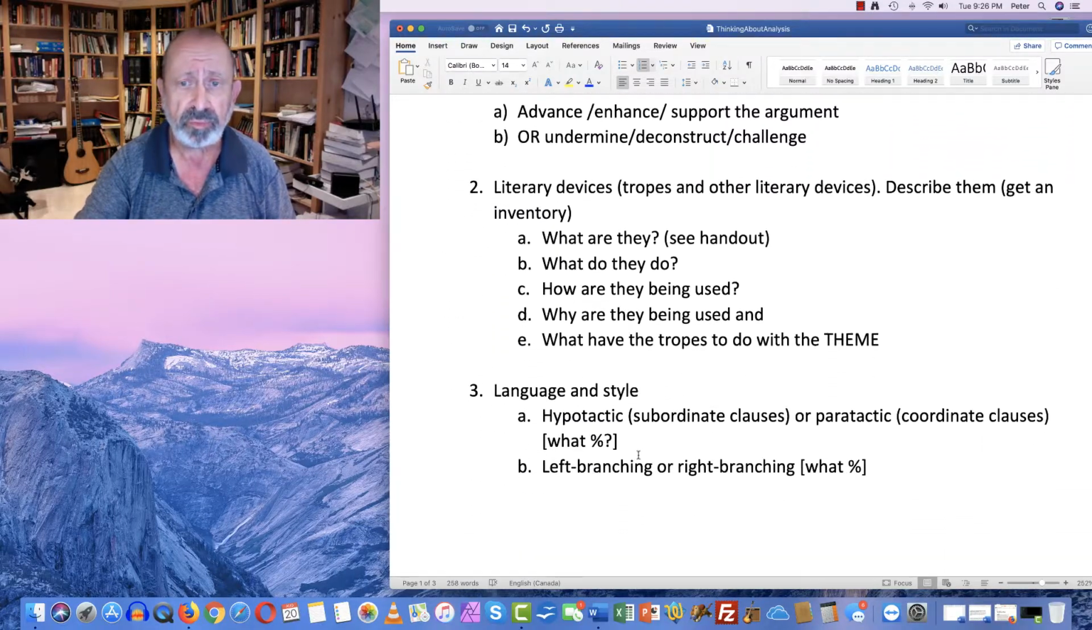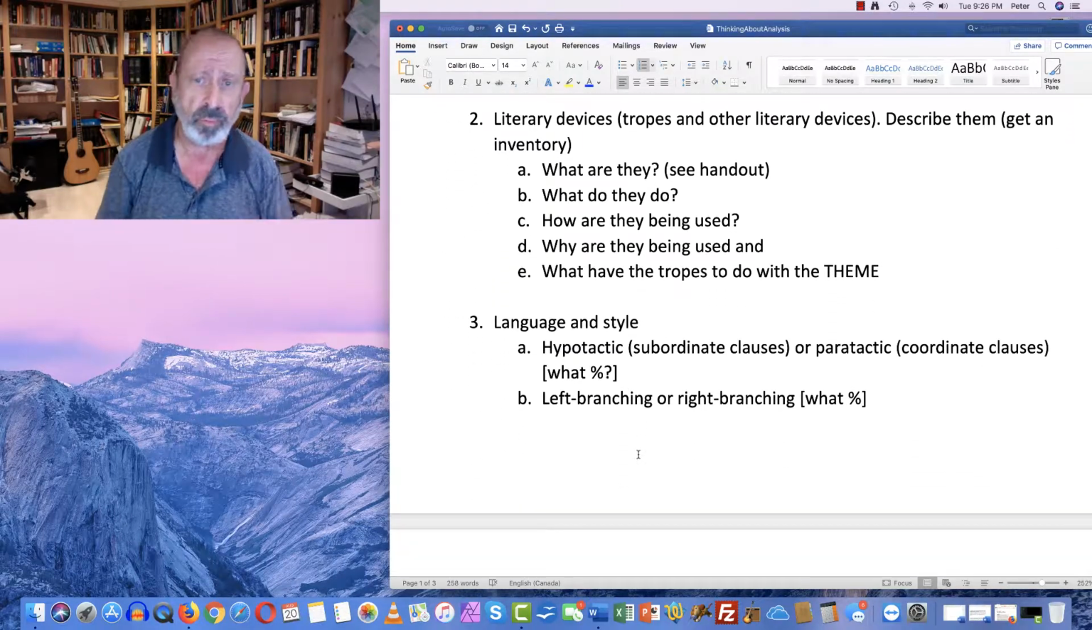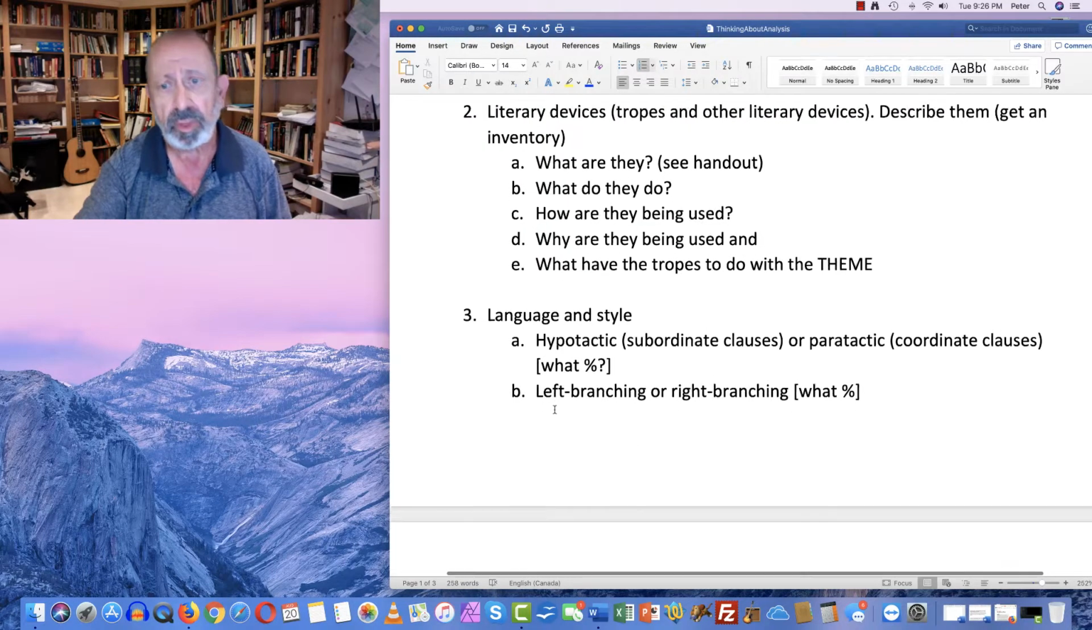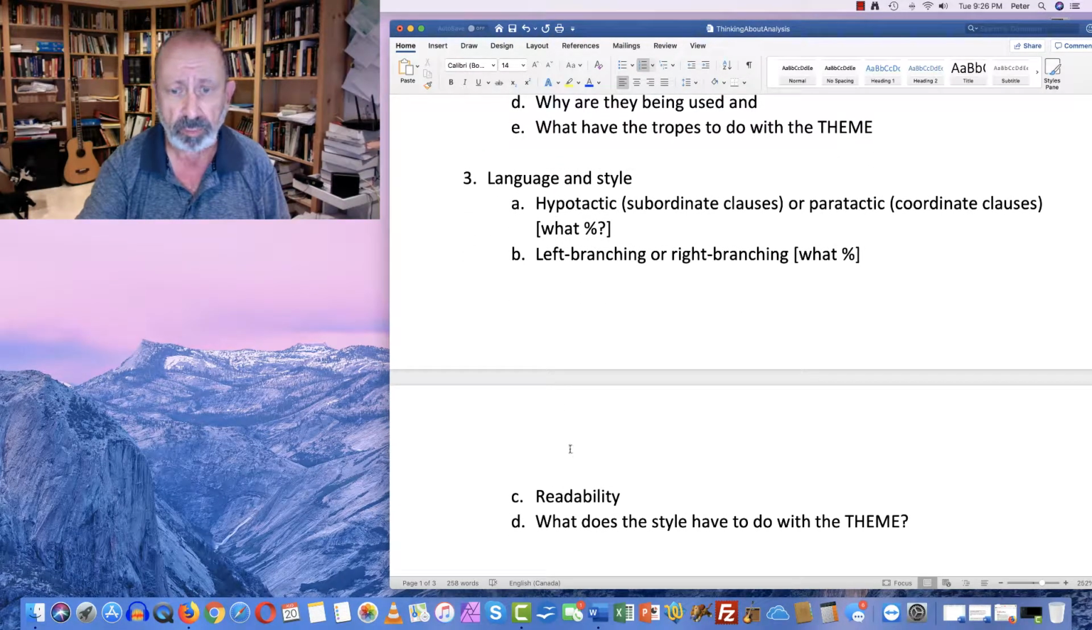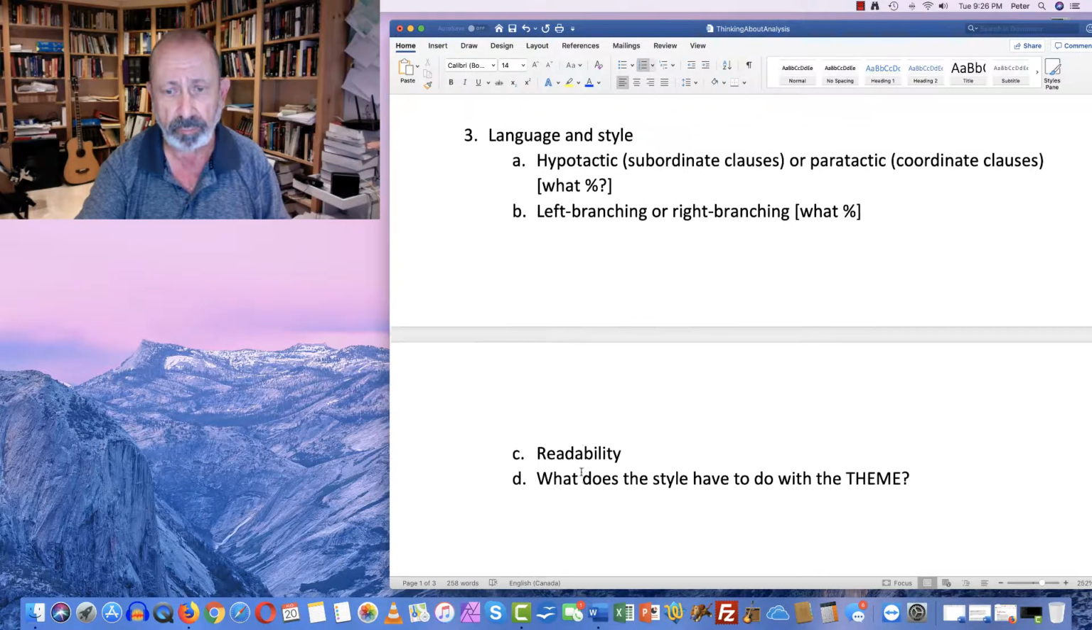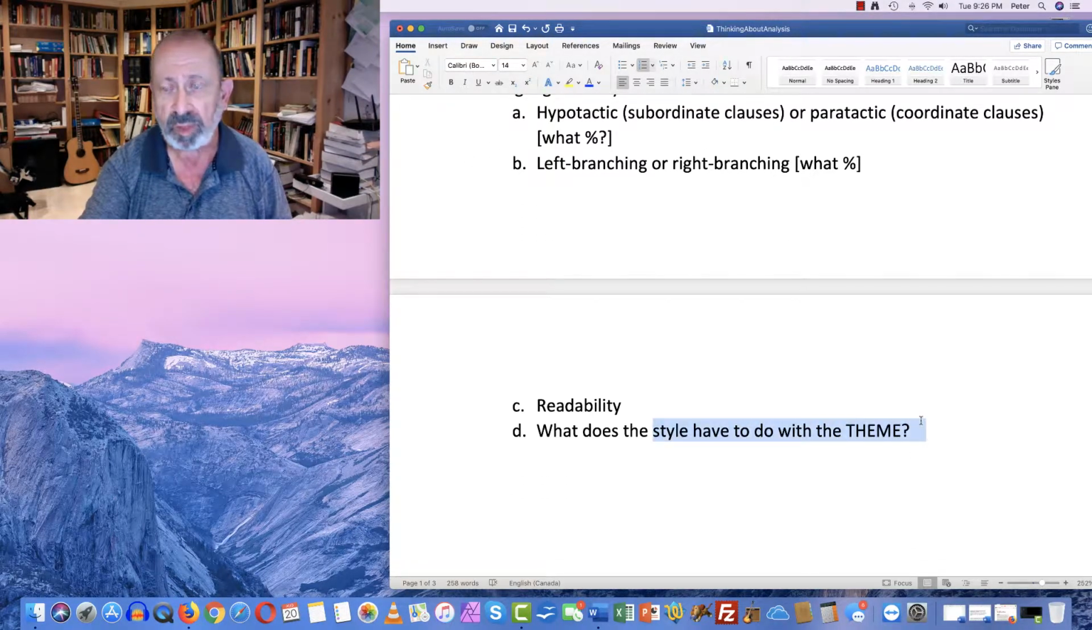Literary devices and tropes we've already talked about. What are they? What do they do? How are they being used? Of course, you want to watch for all of that. Language and style we've talked about. Readability we've talked about. What does the style have to do with the theme? Well, the style is either going to reinforce the theme or undermine and contradict the theme. It can only do two things.